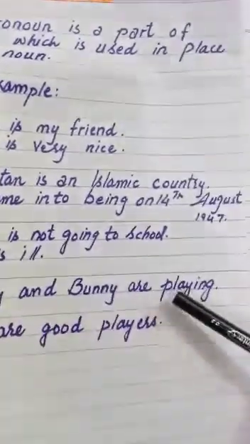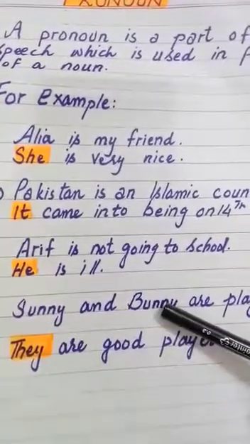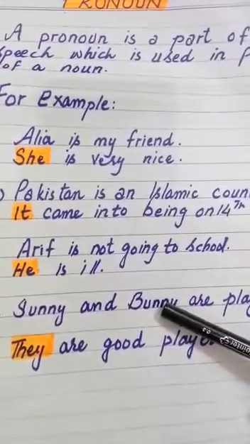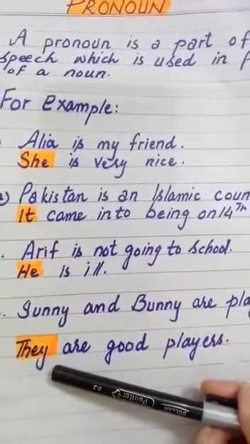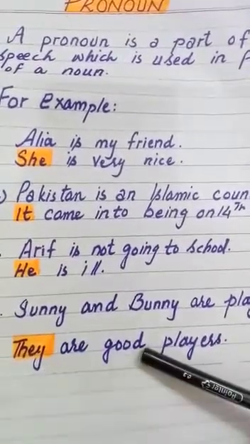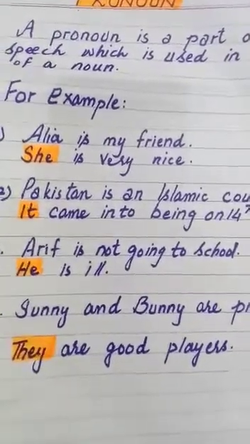Sunny and Bunny are playing, and they are good players. Sunny and Bunny, these two are the names of persons. They are nouns. In place of these two nouns, combiningly, I have used a pronoun that is they. They are good players. Okay, dear students, there are now different kinds of pronouns.